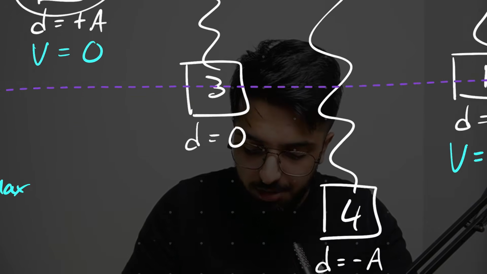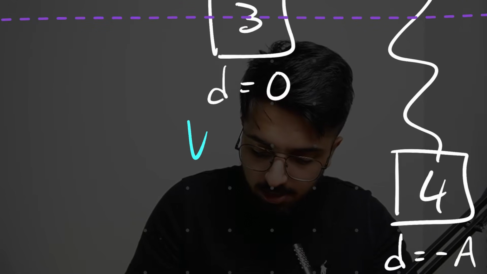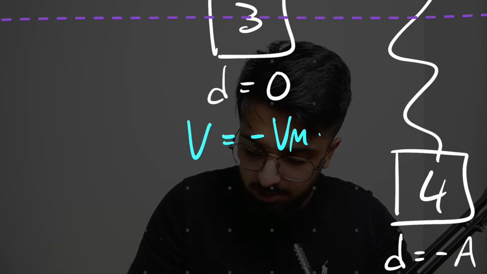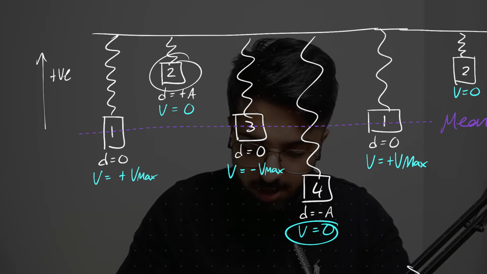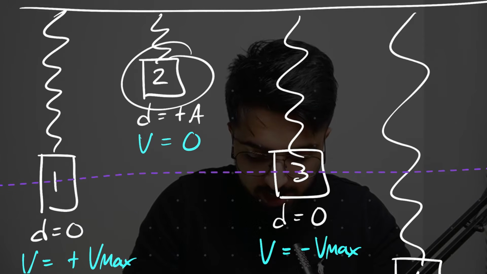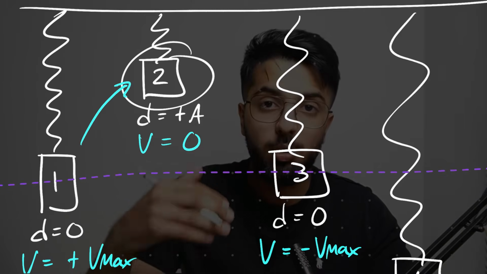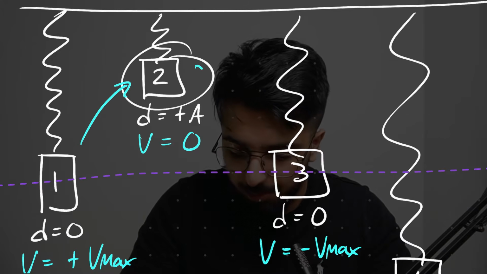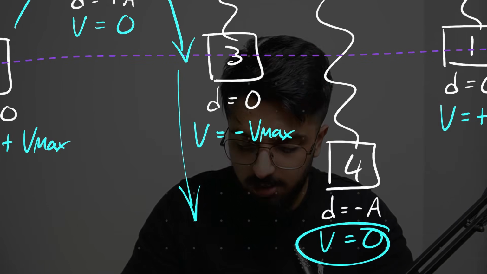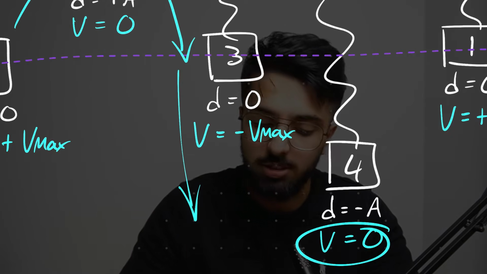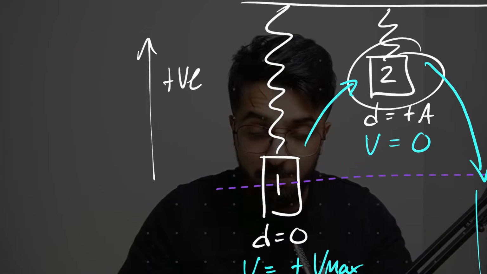However, for point number 3, this is going to be negative v max. The reason for that is because we are at the opposite scenario as to what we have over here. Over here, the mass moved upwards, came to a rest momentarily before coming back down. And so now the mass is moving downwards, and so the velocity is in the negative direction. Again, because we defined upwards as positive.